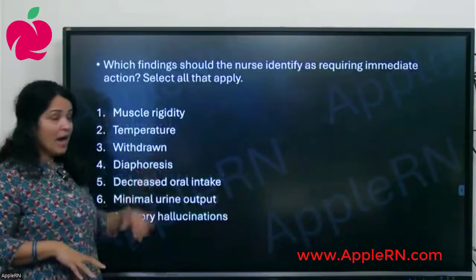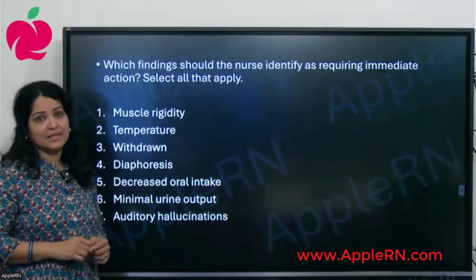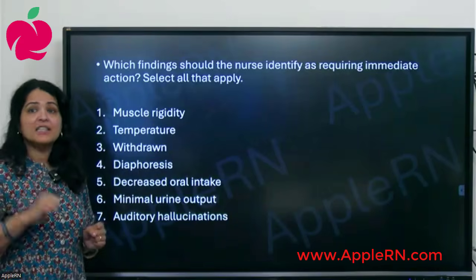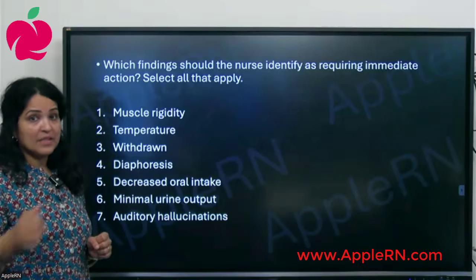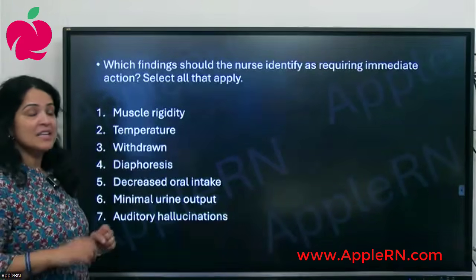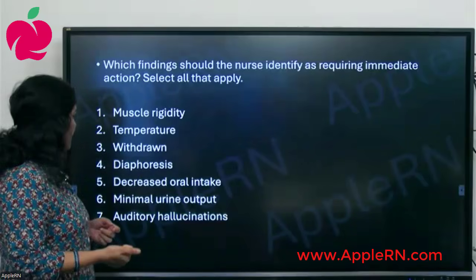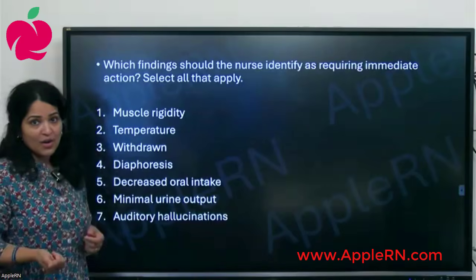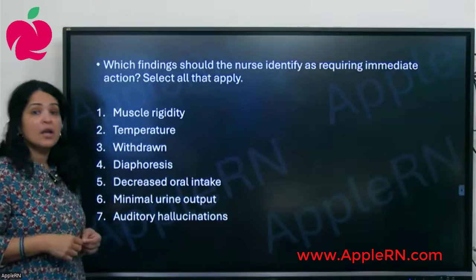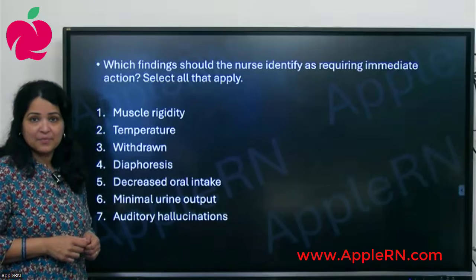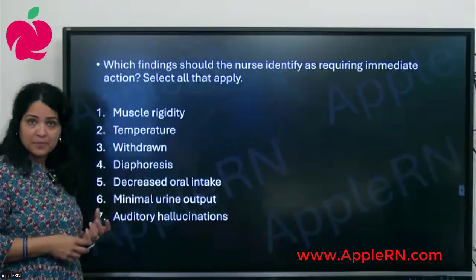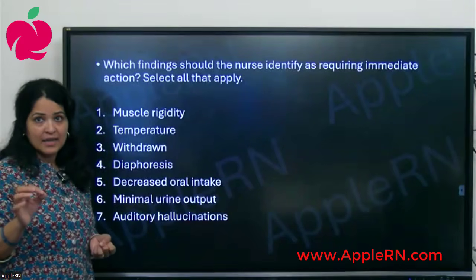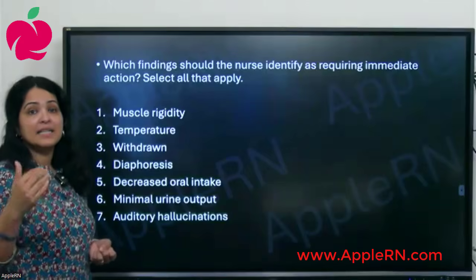So for now, for us, there is a select all that apply question. Which finding should the nurse identify as requiring immediate action? Select all that apply. There's muscle rigidity, temperature, patient is withdrawn, diaphoresis, decreased oral intake, minimal urine output, auditory hallucinations. So out of all 7, which findings should the nurse identify as requiring immediate action?